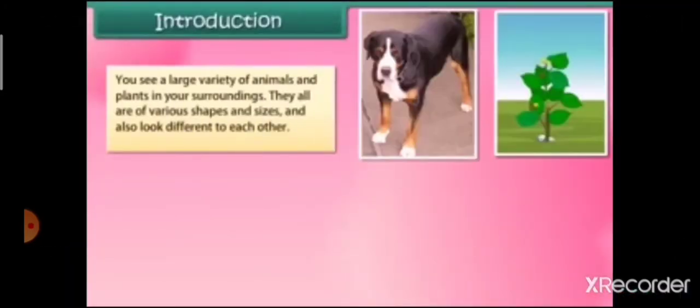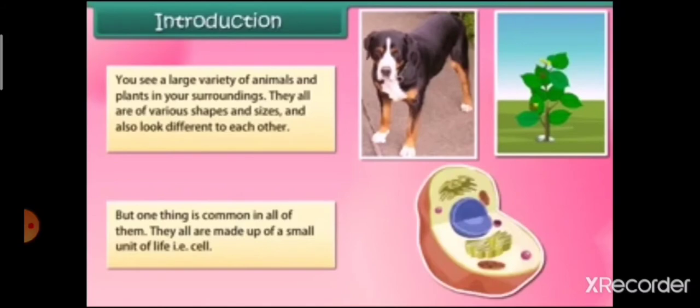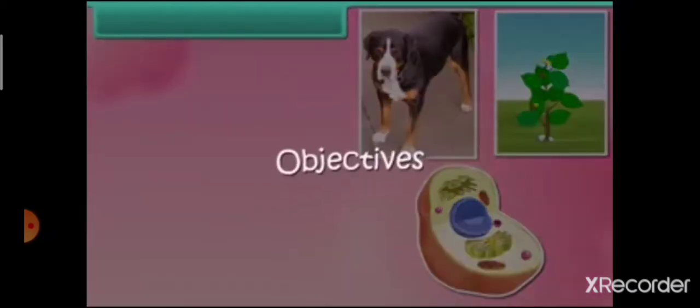Introduction. You see a large variety of animals and plants in your surroundings. They all are of various shapes and sizes and also look different from each other. But one thing is common in all. They all are made up of a small unit of life, that is cells. So in this video we are going to learn about the cell and different types of cells.